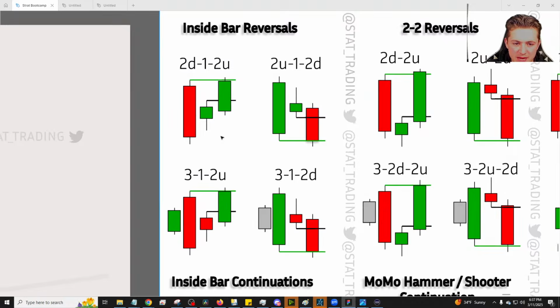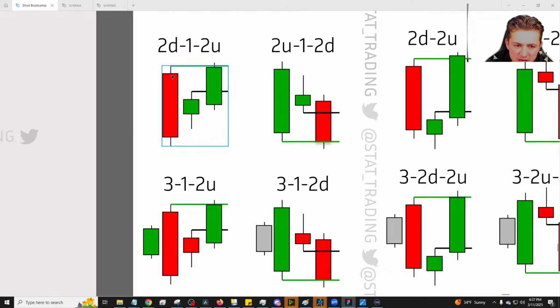So an inside bar reversal, it could be a 3 or a 2, but it's going to be a nice red bar followed by an inside bar. And then every inside bar also must be followed by a 2. So you can see it goes inside bar and then 2 to the upside. In this case, we would say this bar was a 2 down, a 1, and then a 2 up. So that is a 2 down, 1, 2 up, and that's a reversal. So we can say that's a 2-1-2 reversal to the upside.